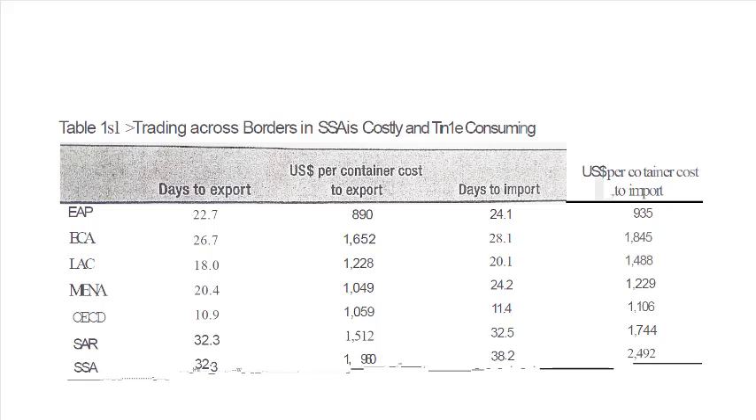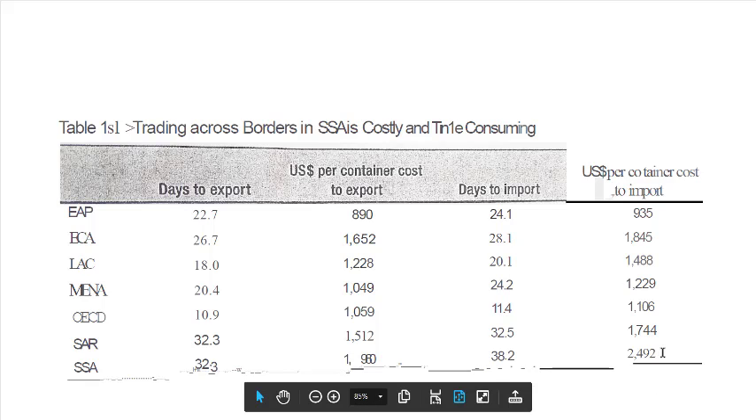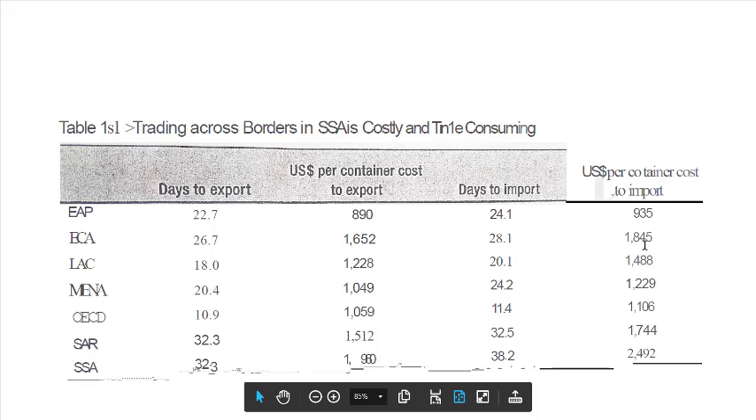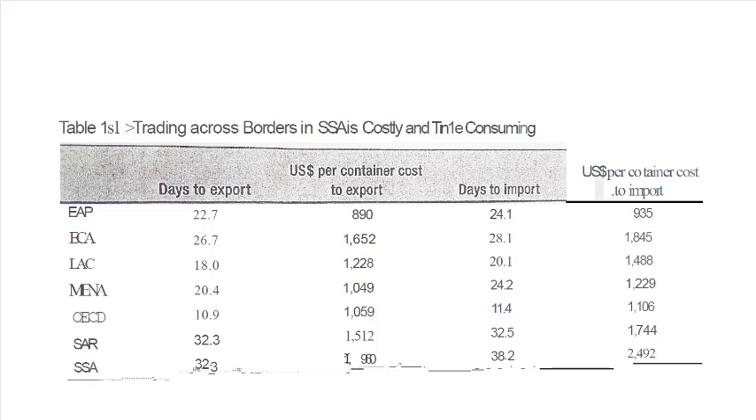the time is not the only issue. Look at the cost. In terms of trying to import a container, it's 2,500 US dollars. That is so much more expensive than the next best of $1,845. Also, in terms of exporting a container, 1,960. So our time delays are a lot, and the costs related to exports and imports are a lot. So that's a big problem that we face in Africa.